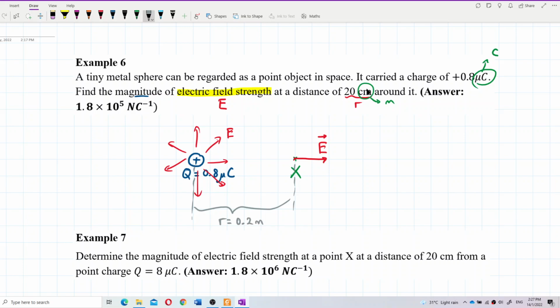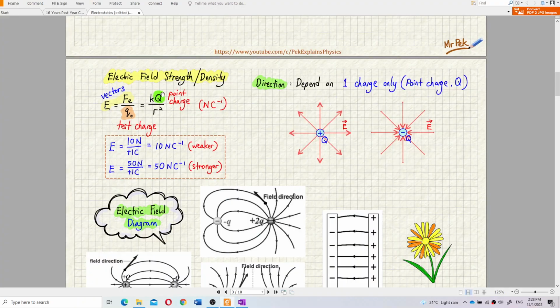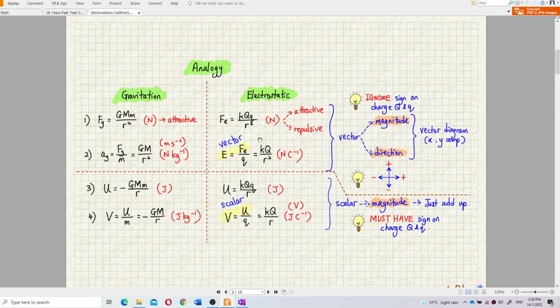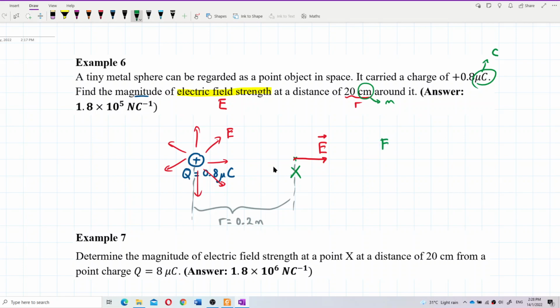Now we want to calculate the electric field magnitude. So we use the formula kq over r square. Remember you learned about electrostatic force. Electrostatic force is kqq over r square, but electric field strength is kq over r square. For force, it has two charges. For electric field strength, it only has one charge, which is the point charge. So let's use that formula, kq over r square, for the magnitude of this vector electric field strength.